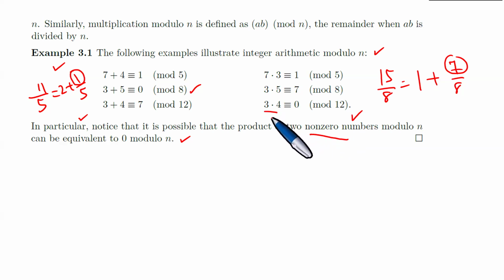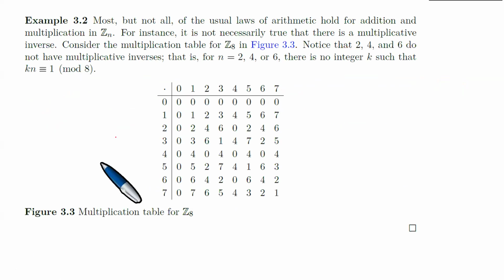So you can take two integers that are non-zero numbers, like in this case 12. 3 and 4 are non-zero, but their product is 0. So you can multiply two non-zero numbers modulo n, and it can be equivalent to 0 modulo n. So what is 3 times 4? 3 times 4 is 0 modulo 12. So that is what the author of the book is trying to bring across.